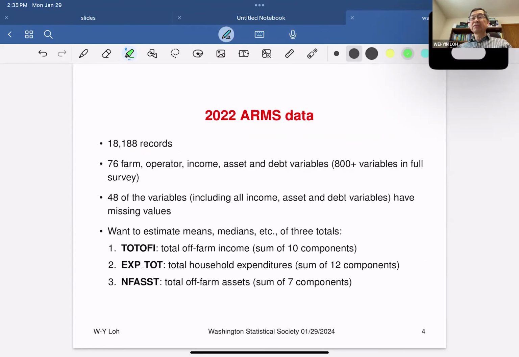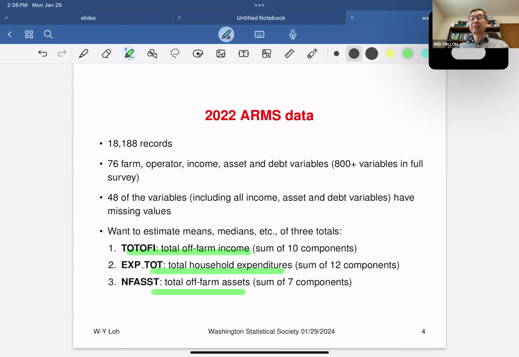This slide tells you a little more about the data. The data set I was given to analyze was from 2022. There are 18,188 records. These are farms, and the whole survey has more than 800 variables. But because they were particularly interested in these 3 totals at the bottom of this slide, which involve income and expenditures, they decided to narrow the number of variables to 76. These are variables that would be helpful to estimate the total farm income, total household expenditures, and total farm assets. Each of these totals is made up of 10 variables that were collected.